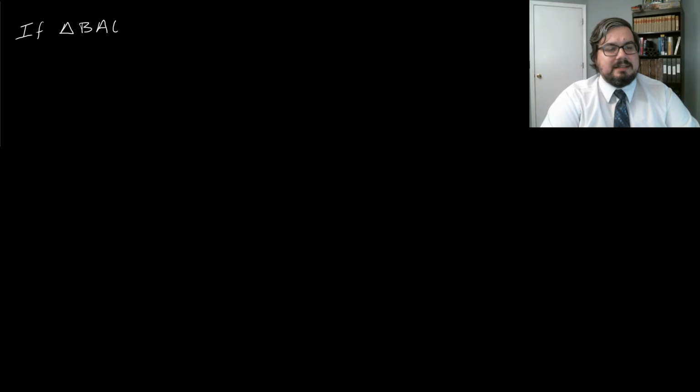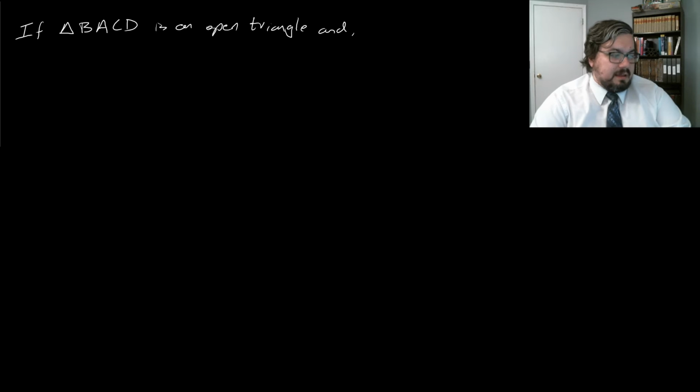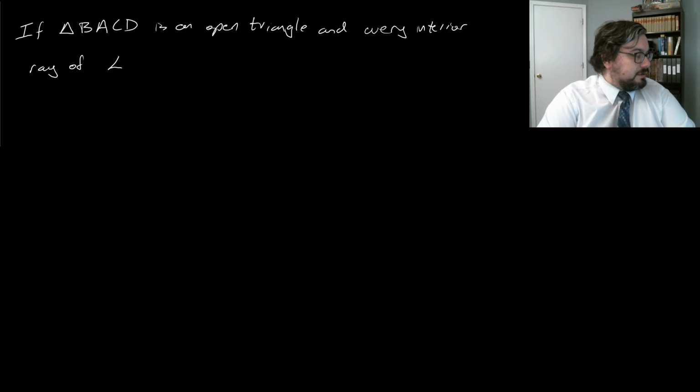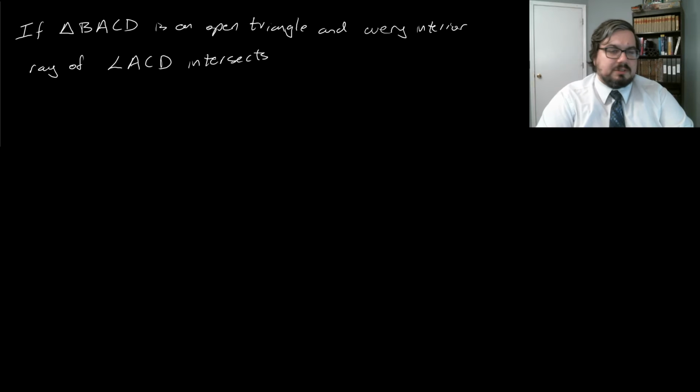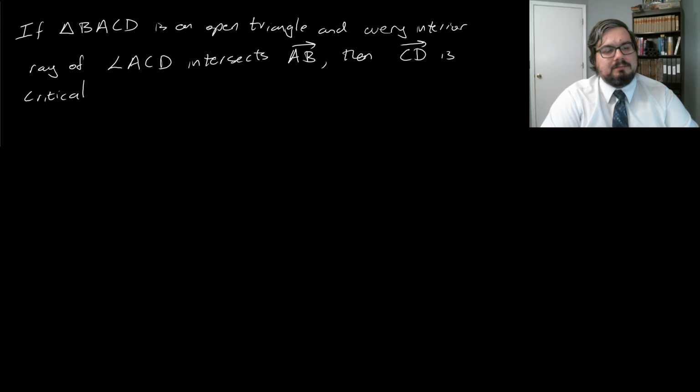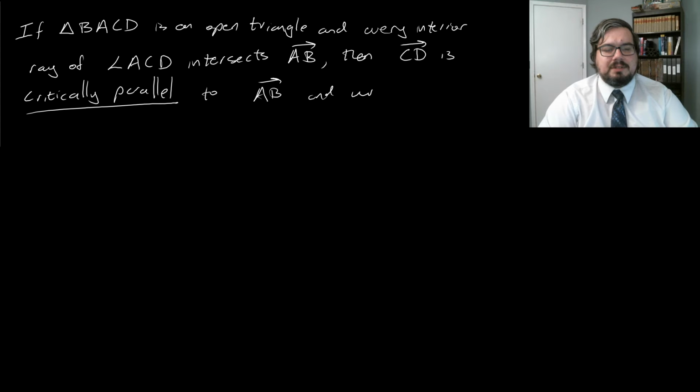If triangle BACD is an open triangle, and every interior ray of angle ACD intersects the ray AB, then we say that the ray CD is critically parallel to the ray AB, and we write that CD is critically parallel to AB.